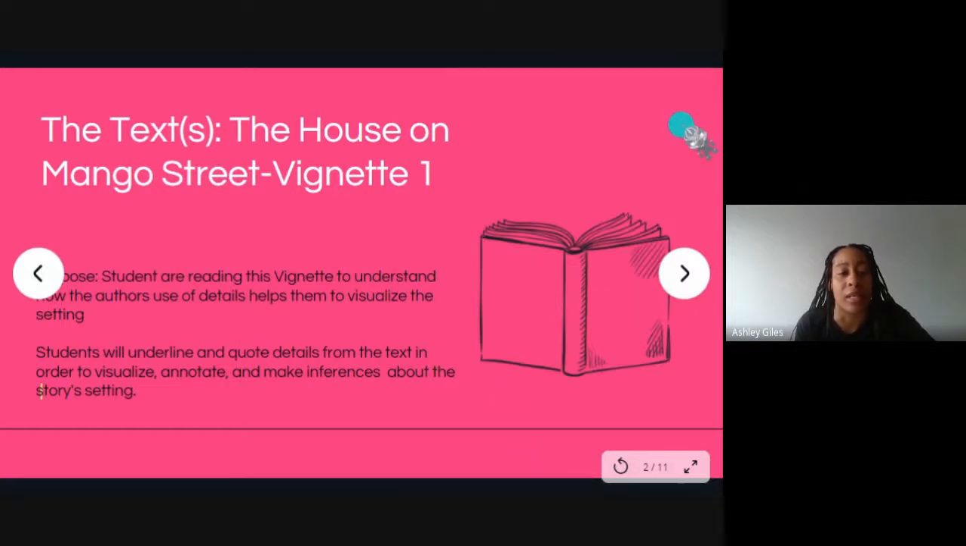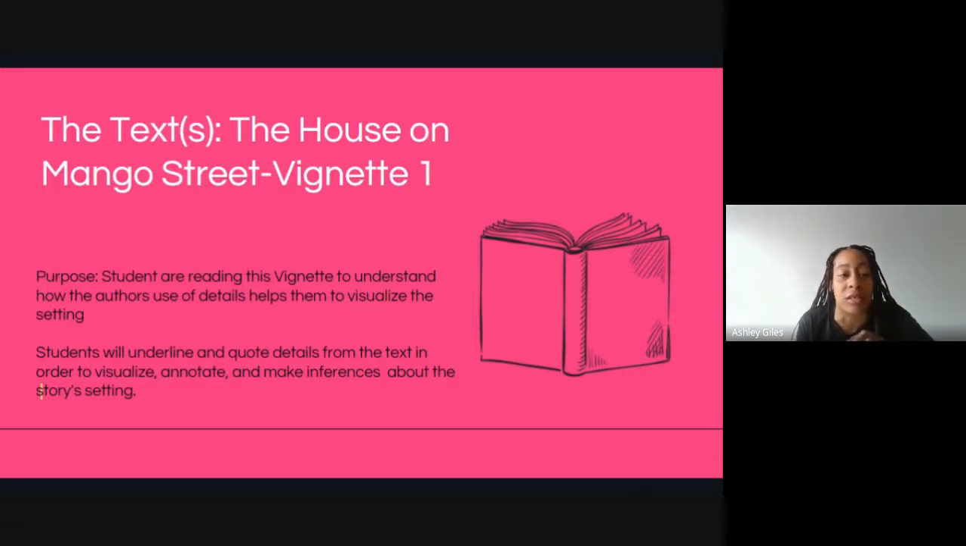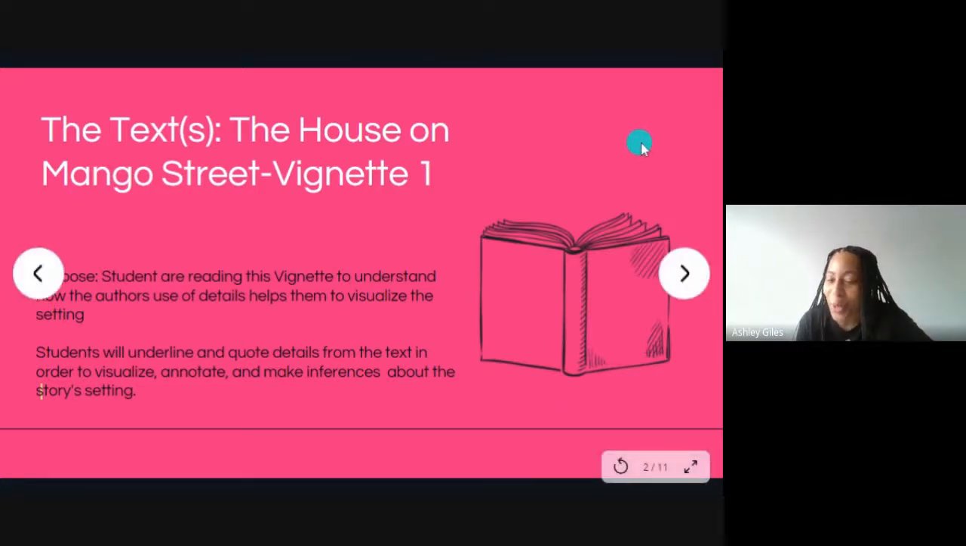Man, I see so many skill-based words here. Those of you who are worried about if our kids are getting their STAR skills, hate to say that word, but they are. Just letting y'all know it's all embedded. And for writing, students will underline, same for reading. Students will underline and quote details from the text in order to visualize, annotate, and make inferences about the story setting. Right, Sarah? You see all those buzzwords popping out. Exactly.